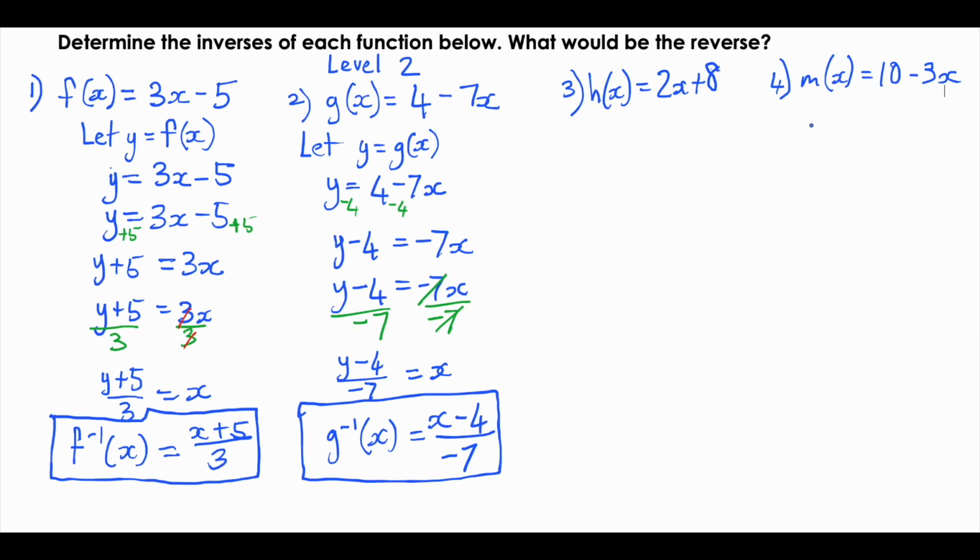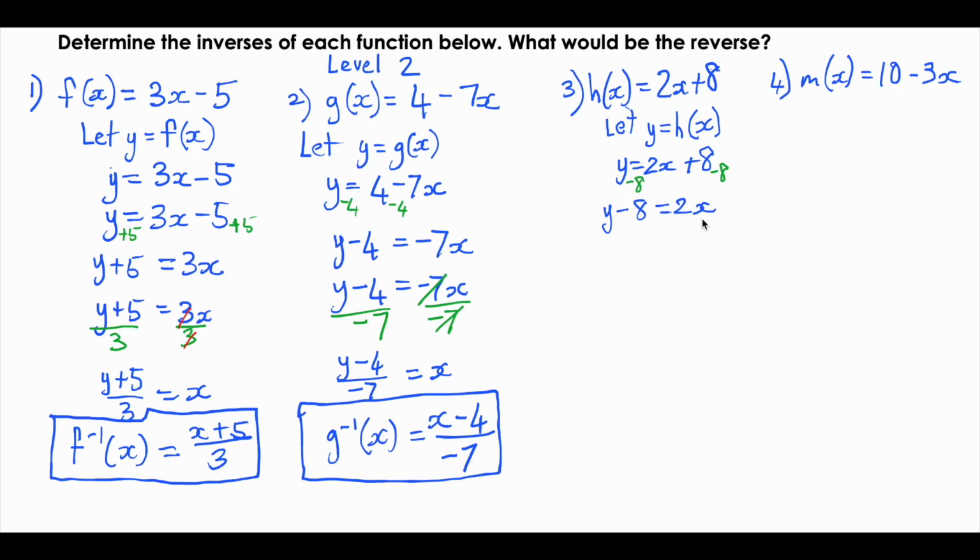Alright, so let's go through these now. So we got this here now. So the same process. We want to let y equal h of x. So since y is equal to h of x, we could now say y is equal to 2x plus 8. Now we just need to get rid of this 8 first. So we subtract 8 because the opposite of adding 8 is minus 8. So we will be left with y minus 8 is equal to 2x.